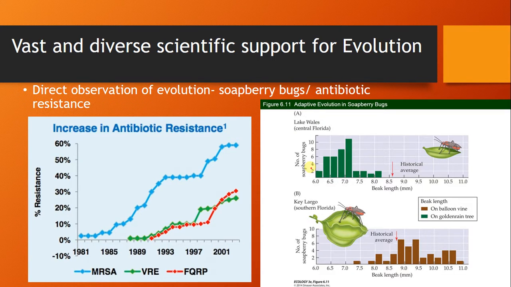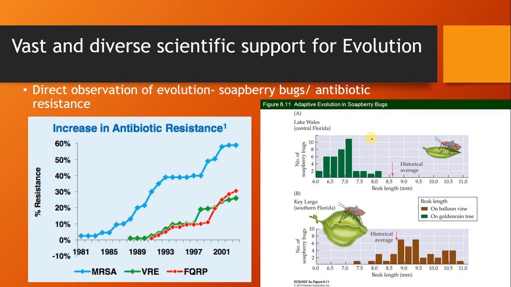So there's vast and diverse scientific support for evolution. One, we can directly observe evolution. So, antibiotic resistance, we can observe as time goes on, especially since the 80s, the increase in resistant bacteria to antibiotics, different strains, as we use those antibiotics. And the same thing with our transformation experiment we just did, we can see that carried out in one class period.